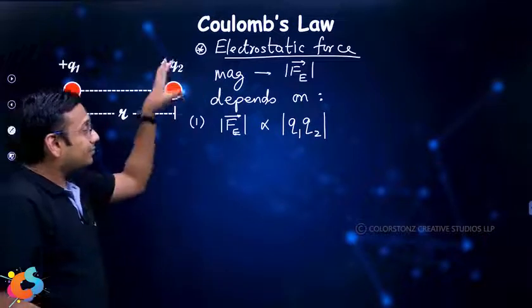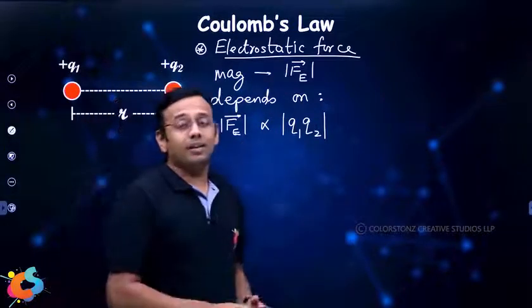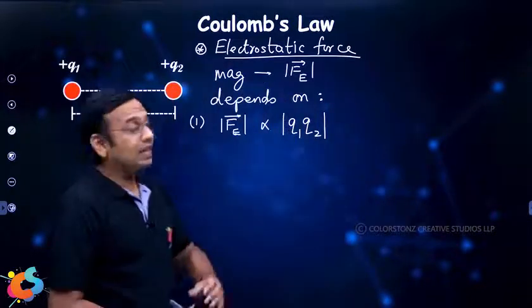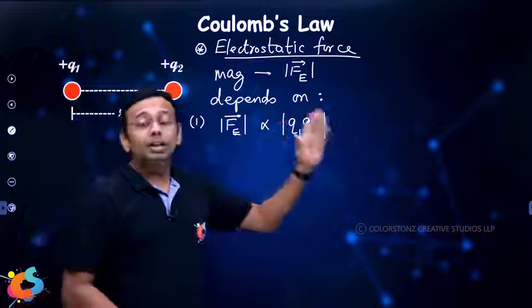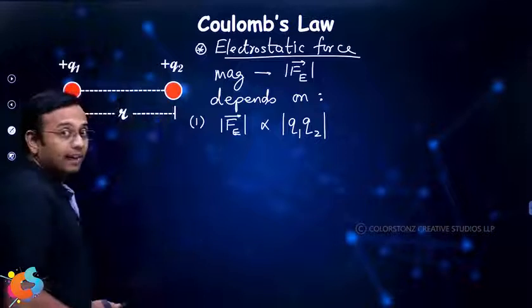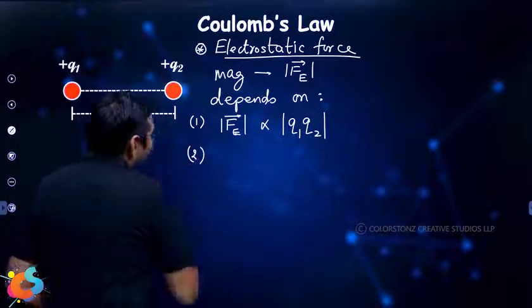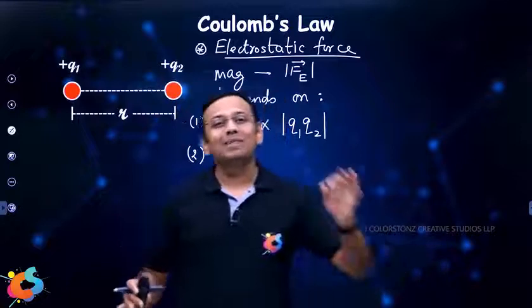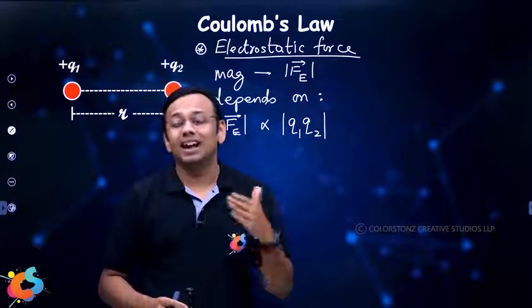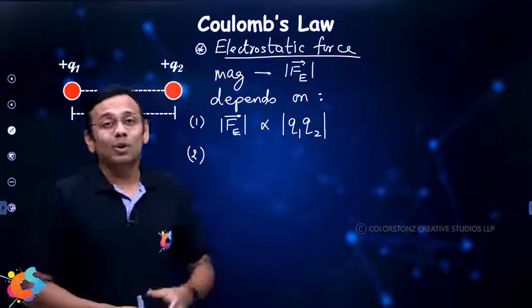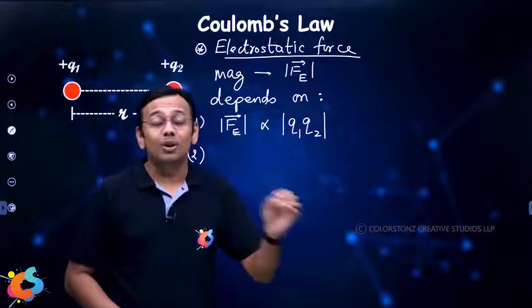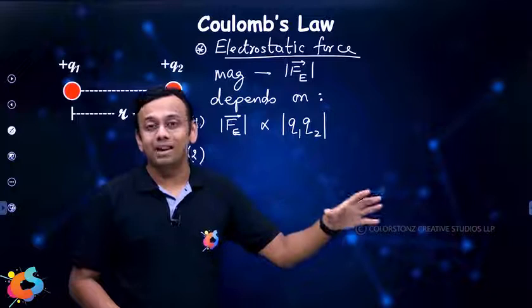So once again, the magnitude of electrostatic force or the Coulombic force or the interaction between these two charges is directly proportional to the magnitude of the product of the charges. This is the first factor. The second factor also is exactly the same as gravitational force, and this is why I'm using the analogy with gravitational force. Here also the electrostatic force, just like gravitational force, follows the inverse square dependency.